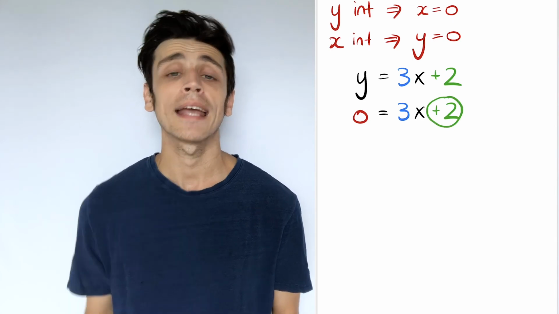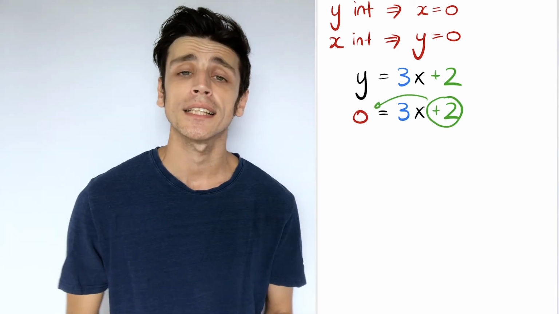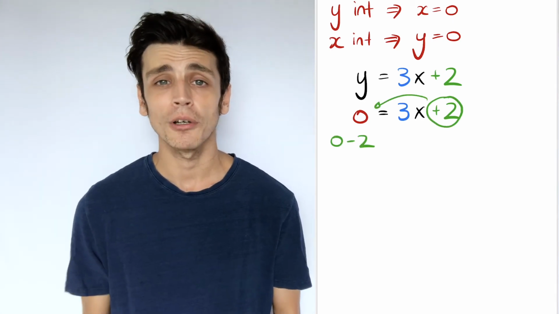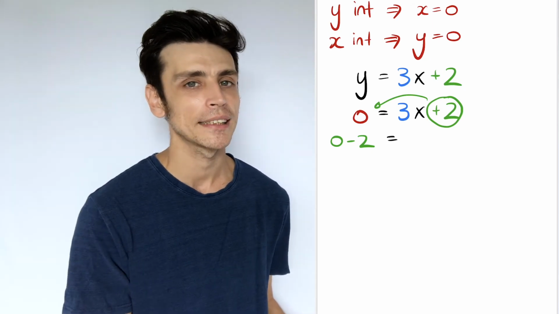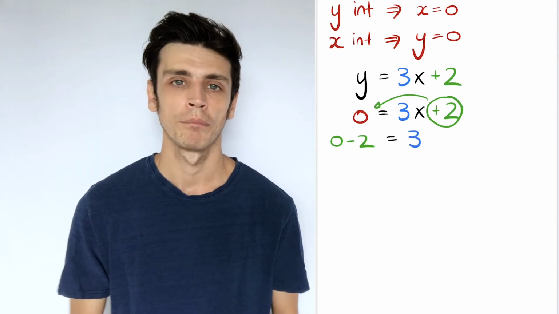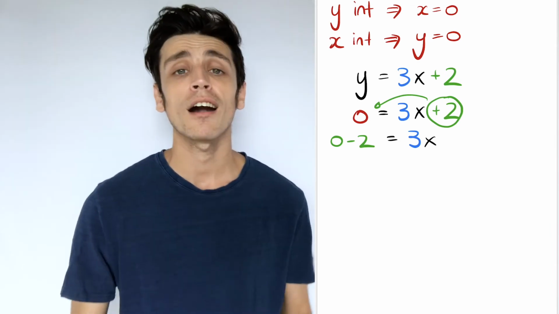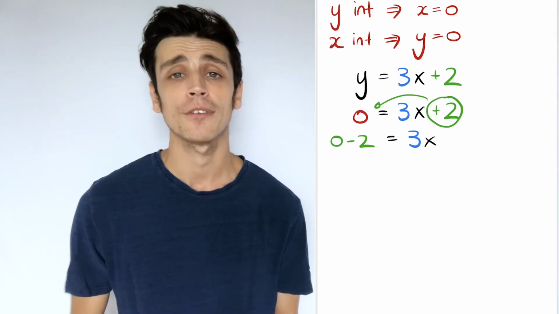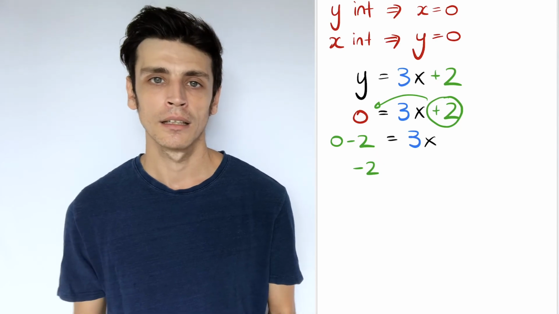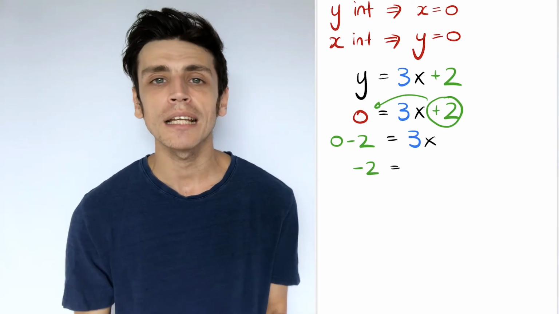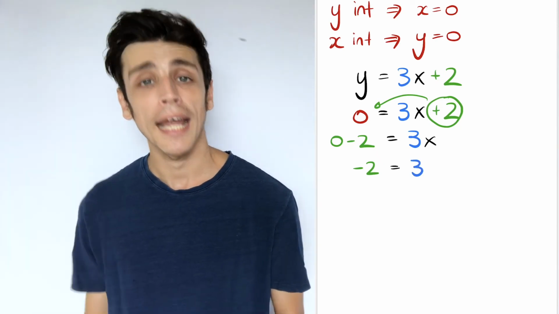So we will take our positive 2 and bring it to the other side. Now, if it's positive 2 on this side, it's going to do the opposite, isn't it? So it's going to be minus 2. And 0 minus 2 would give me negative 2. So now our equation is going to read as negative 2 equals 3x. And this 3x actually means 3 multiplied by x.